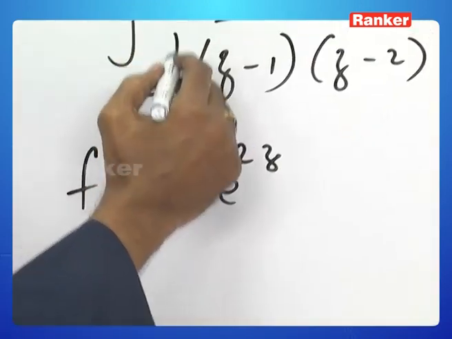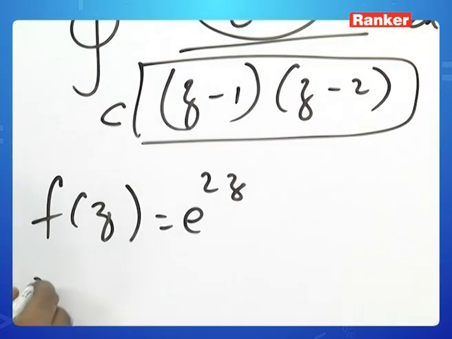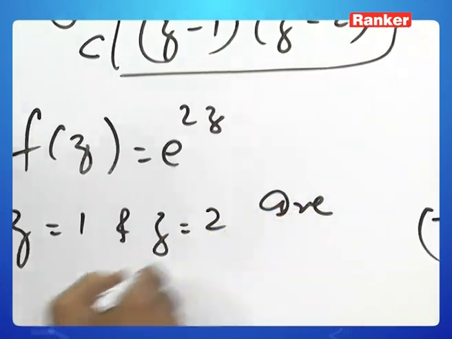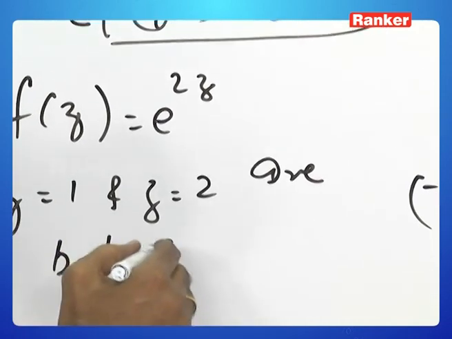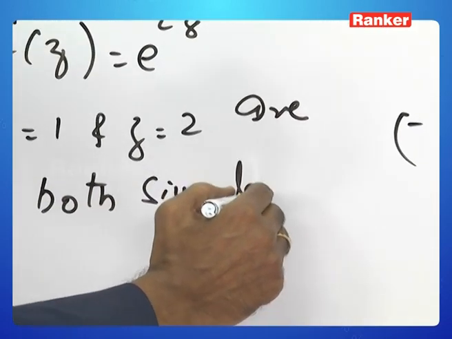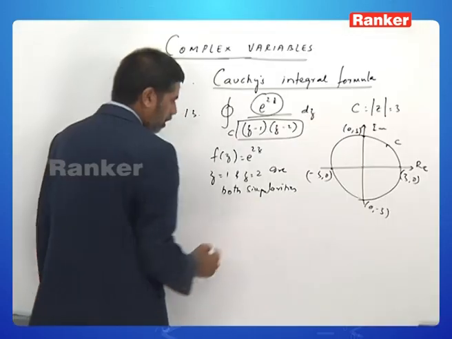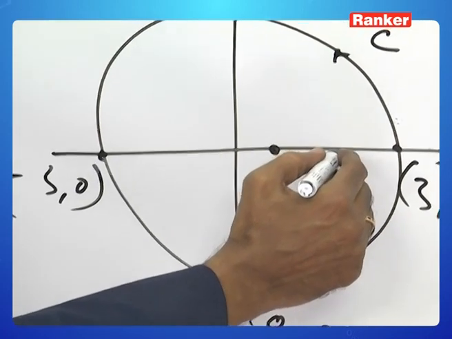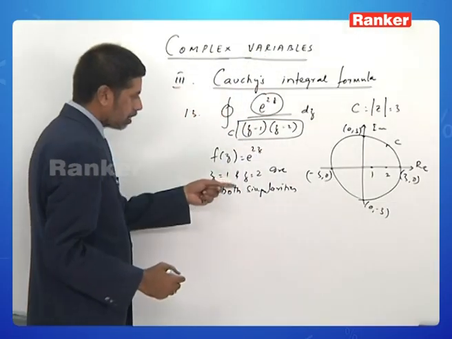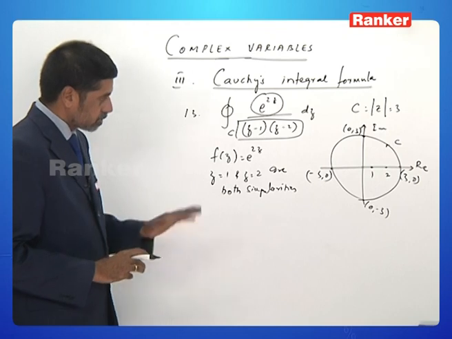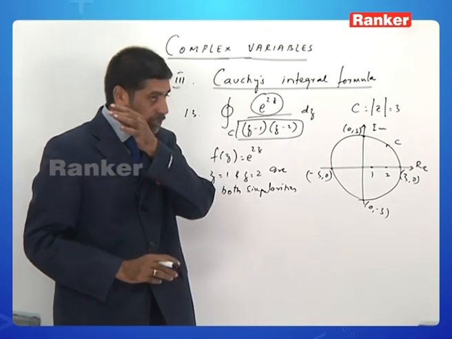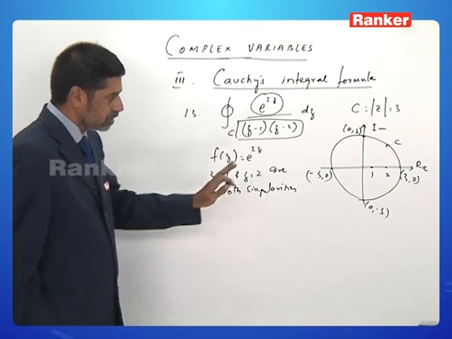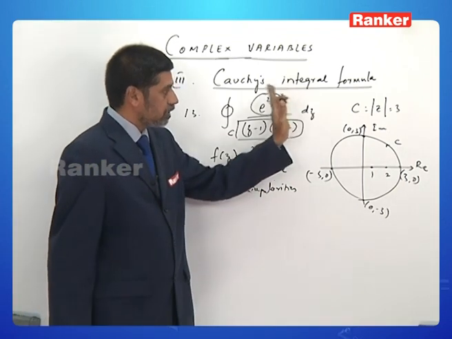When you look at the denominator, z is equal to 1 and z is equal to 2 are both singularities. And if you observe, z is equal to 1 as well as z is equal to 2 are within the contour. So it is expected that we get a non-zero result unless there is some sort of cancellation. Anyway, this is a problem where we can apply the Cauchy's integral formula.